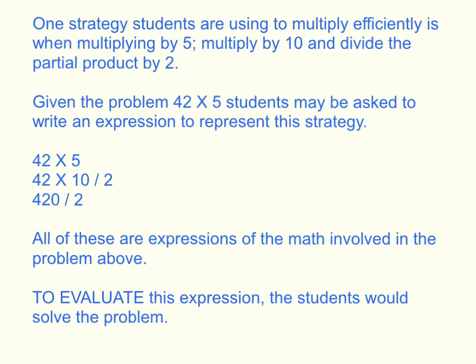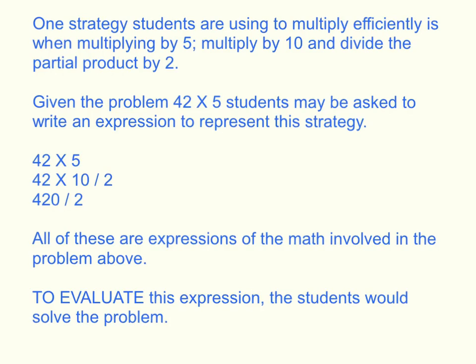Students will be using strategies to multiply efficiently, and one of the strategies they've learned is that when multiplying by 5, it is often more efficient to multiply by 10 and divide the partial product by 2. An example would be 42 times 5, and the students would be asked to write an expression to represent this strategy. So they'd start with their 42 times 5, that is an expression.